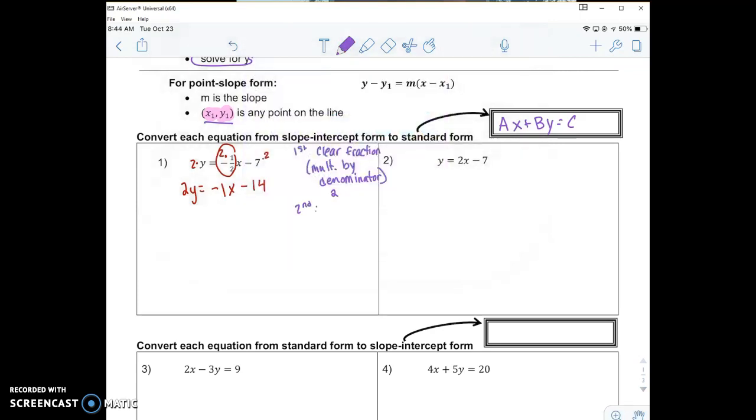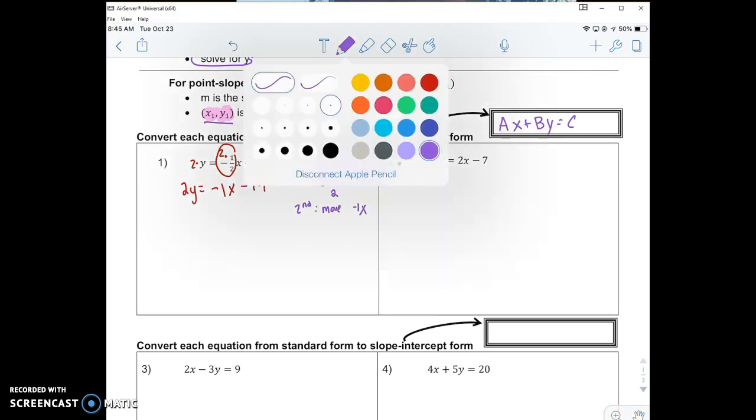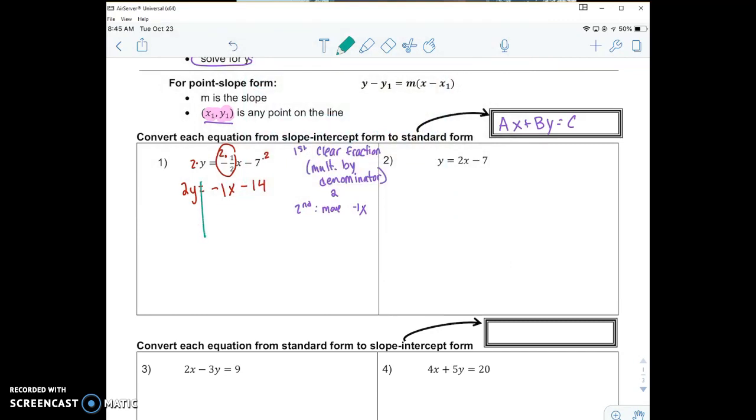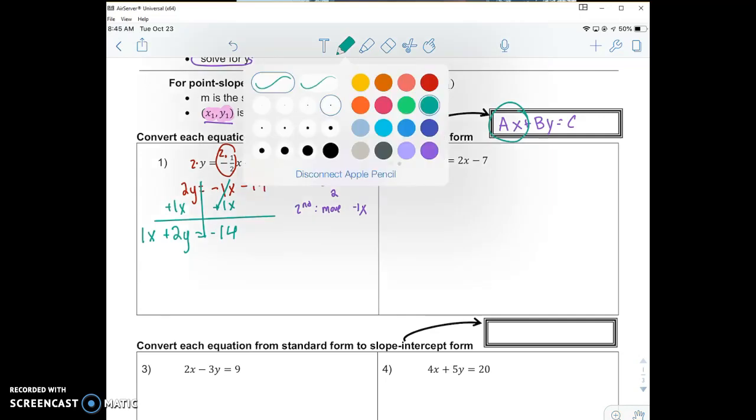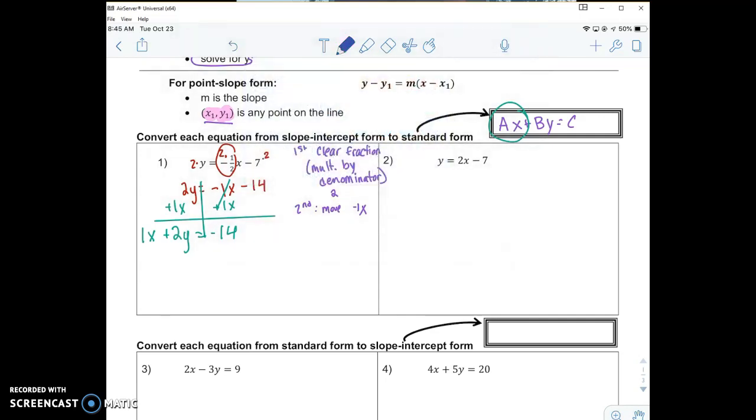Our second step is we want to move that -1x. We can move -1x to the other side by adding 1x. 2y and 1x are not like terms. So I'm left with 1x, because I want to have the x first in my equation, plus 2y equals -14. Remember, I don't really need that 1 in front of the x. I never need a coefficient of 1. So a better way to write this is x plus 2y is equal to -14.